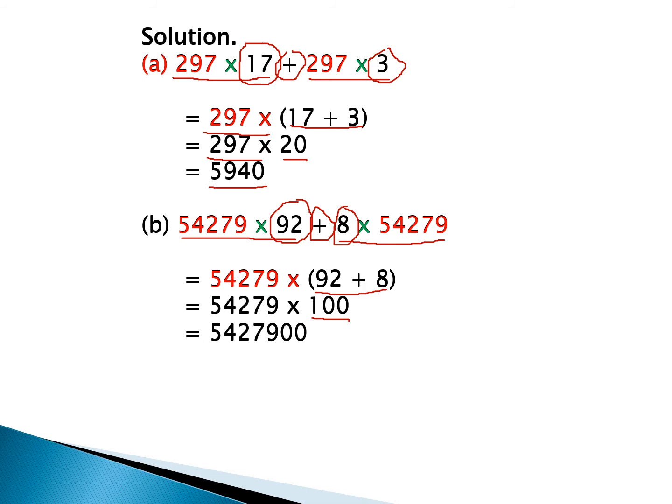So after solving 54,279 multiply 100, we will get this answer, 54,27,900. Our answer is 54,27,900. How have we got this answer? We have to multiply 54,279 by 100 to get the final answer.